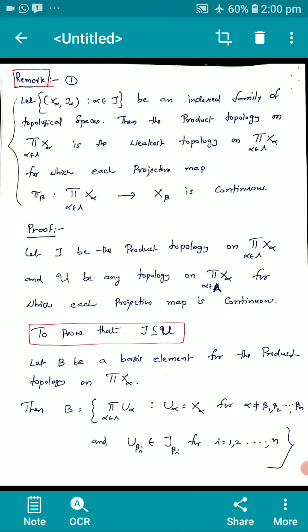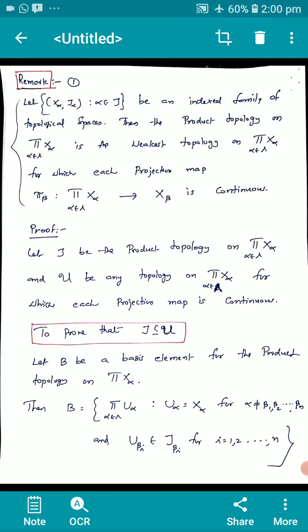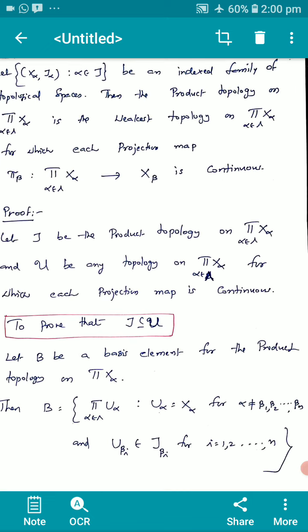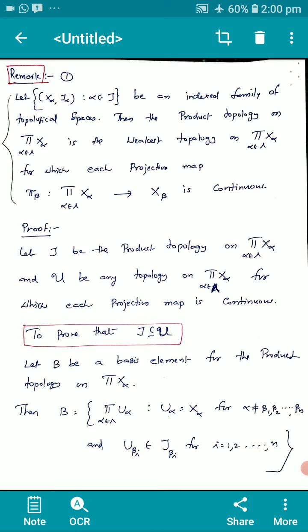Let B be a basis element for the product topology on product X_alpha. Then how do we write this basis element B? B is the product of U_alpha, where U_alpha equals X_alpha for alpha not equal to beta_1, ..., beta_n, and U_beta_i is an element of tau_beta_i for i equal to 1 to n.